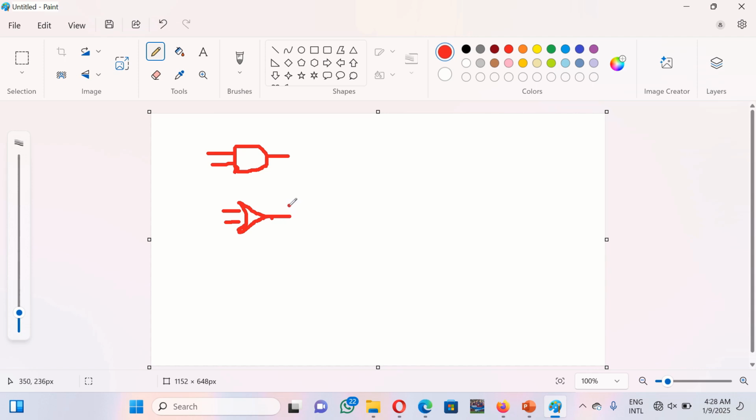So let's say this OR gate is connected to a NOT gate. Okay, yes, this is connected to a NOT gate, and this is also connected to that. So we have the AND gate, the output of the AND gate connected to the output of a NOR gate.